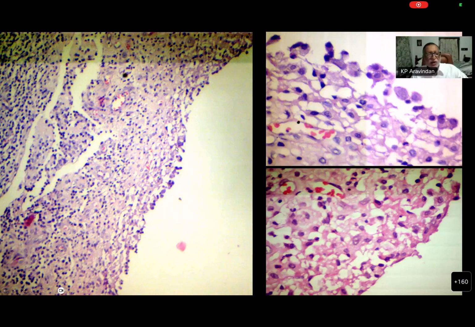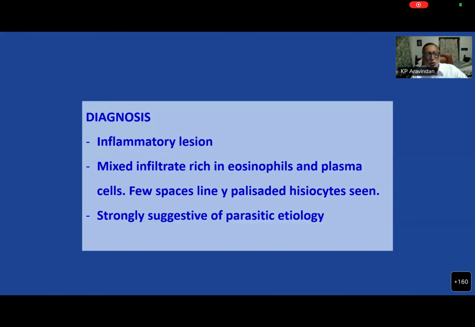And in addition to that, some sections also show somewhat cystic areas lined by macrophages. See? Yes, sir. This is again highly indicative that there is some parasite. So when you see this kind of picture, keep on taking more sections, more tissue, process the whole tissue. So here, probably the diagnosis would be an inflammatory lesion, mixed infiltrate rich in eosinophils and plasma cells, few spaces lined by palisaded histiocytes, strongly suggestive of parasitic etiology.